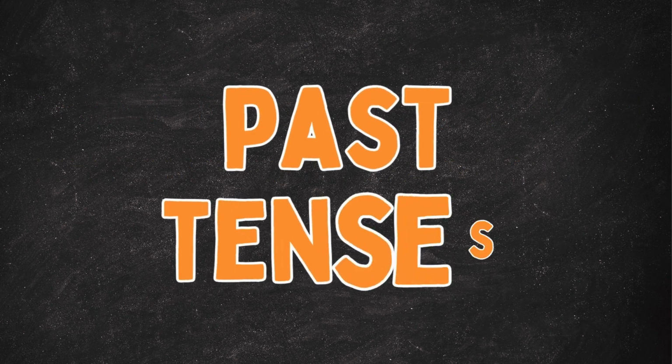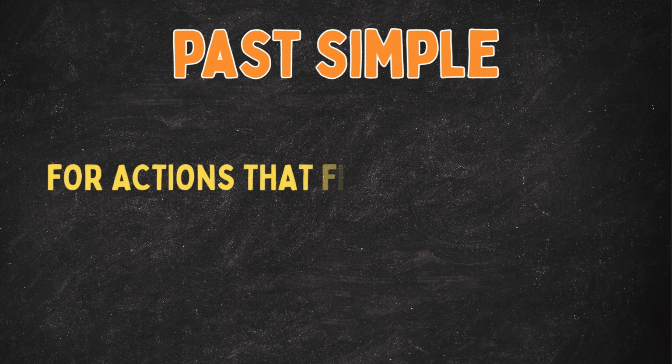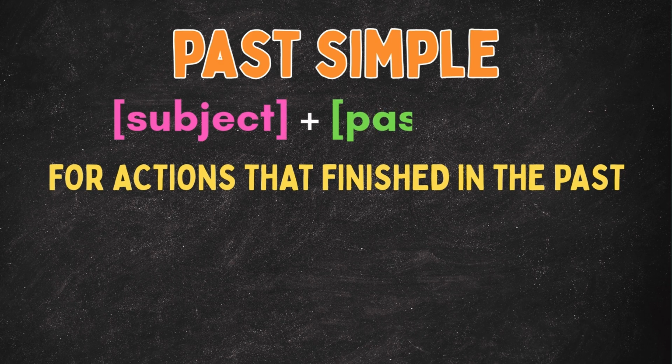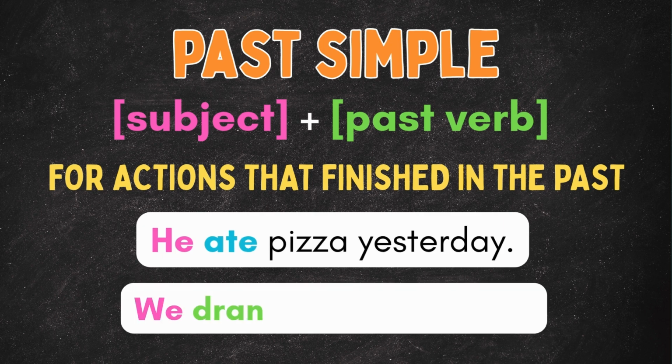Now the past tenses. Past simple. The past simple is used for actions that finished in the past. The sentence structure consists of subject plus past tense verb. For example, he ate pizza yesterday. We drank coffee last night.